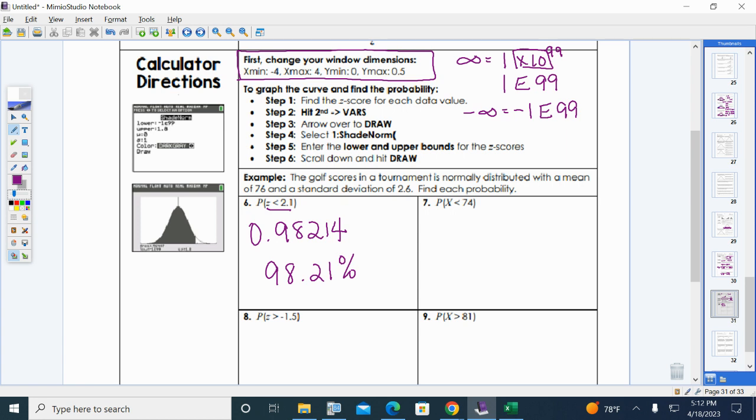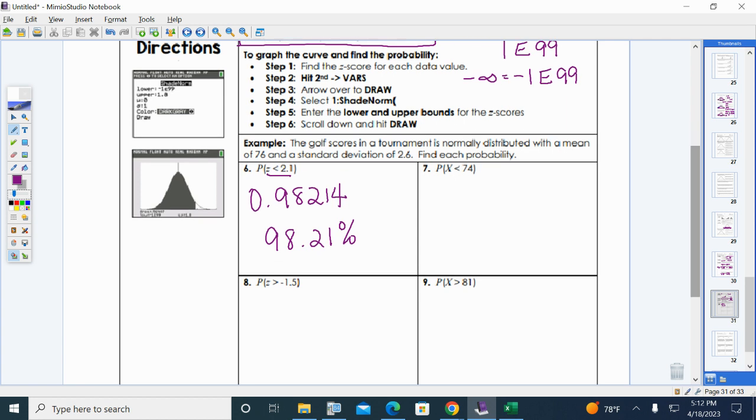Let's look at example number 7. The difference between example number 6 and example number 7. Actually, let me do example number 9 because it's a greater than. In example number 9, the biggest difference here is you don't have the z-score. You have x is greater than 81. What is the probability that your data value is greater than 81?